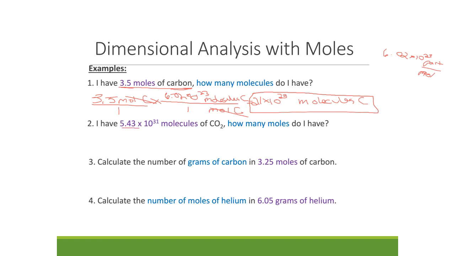So this one, we're starting with 5.43 times 10 to the 31st molecules of CO2. So again, I'm going to start by writing my given information, 5.43 times 10 to the 31st molecules of CO2. And we are solving for moles of CO2. So I want to cancel out my molecules, and I want to solve for moles CO2.